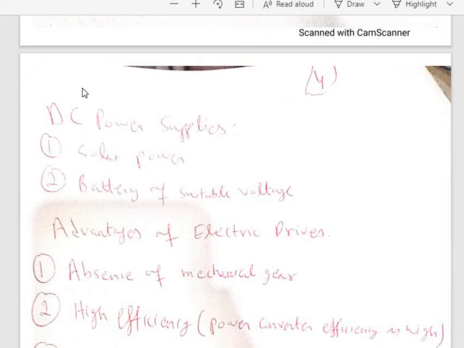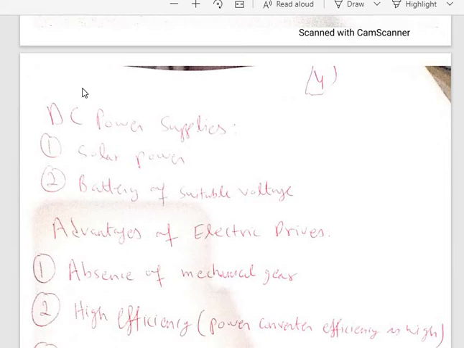Up to this topic, we have finished the topic of the power supplies and the power modulators. But maybe you have a question in your mind that, okay, fine, we have all these control parameters, and we can control a motor as per our requirements, but what is the advantage? Why do we do that?